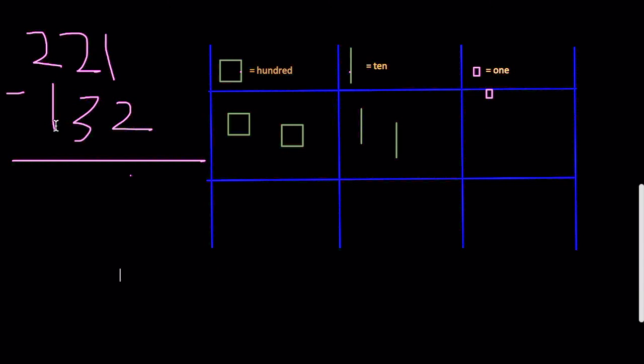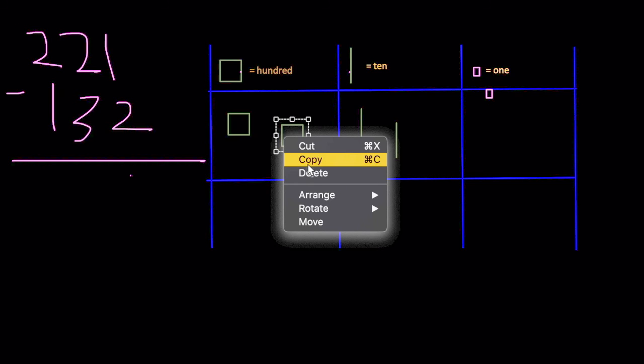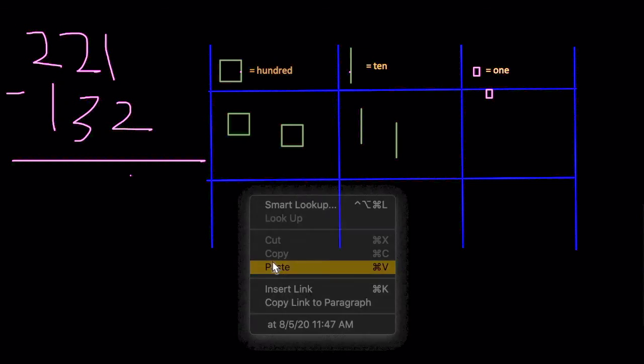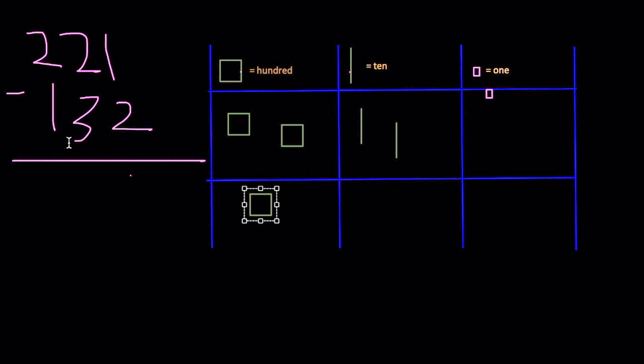And here, we have 100. So we're going to be putting one of these right here. And we know that we have 3 10s. So we're going to be putting 3 of these over here. Now we have these 3 over here. Now we're going to put these 2 over there.